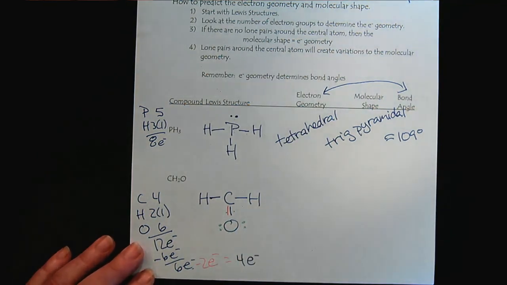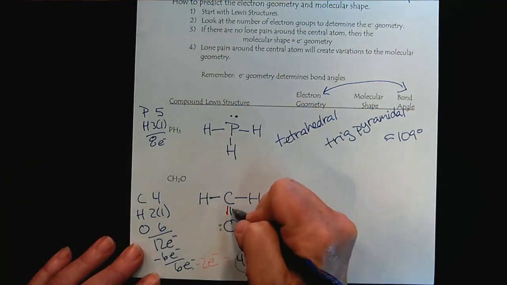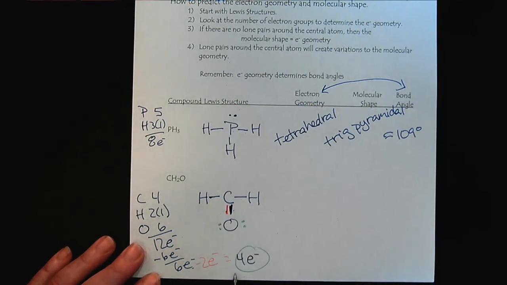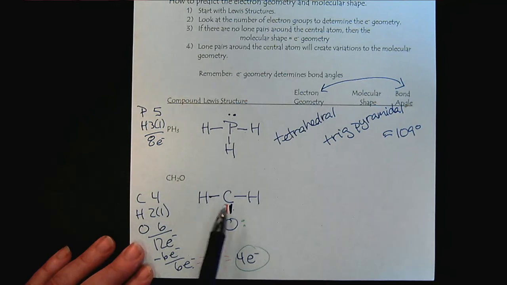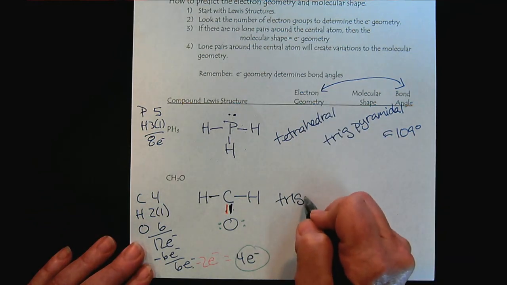So now we have used up all 12 of our valence electrons, and we've created an octet for carbon, 2, 4, 6, 8, and an octet for oxygen, 2, 4, 6, 8. And of course hydrogen just wants the duet. So now if we look at carbon as the central atom, we see 1, 2, 3 groups of electrons, 2 single bonds and a double bond. That will make our electron geometry trigonal planar.